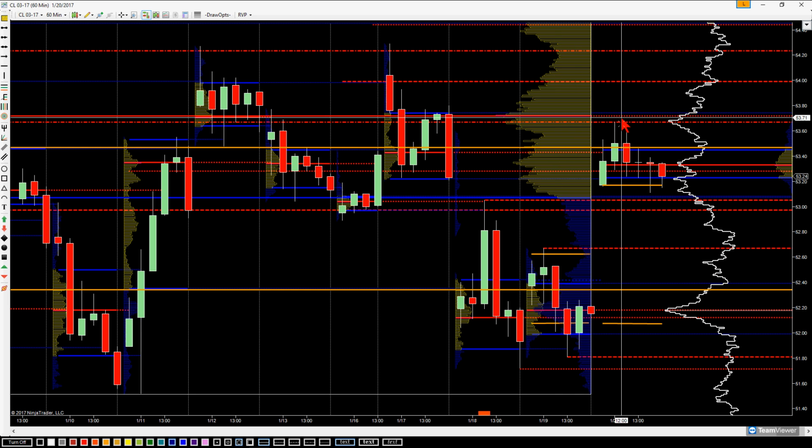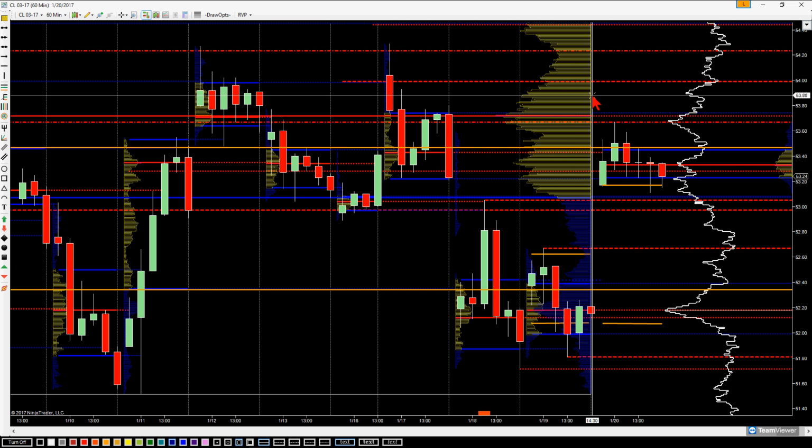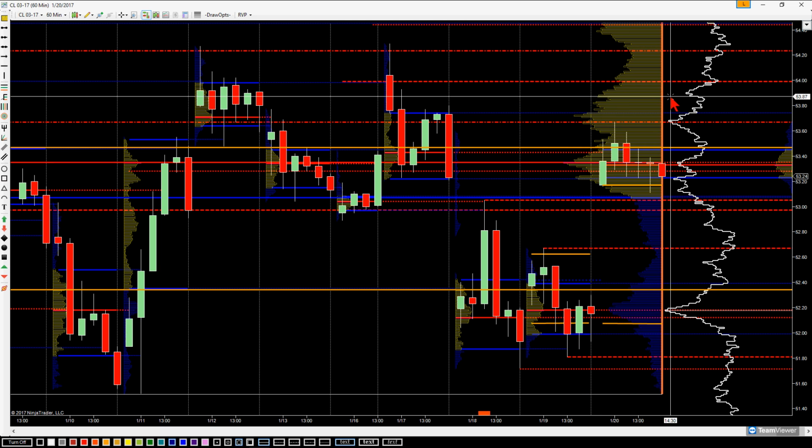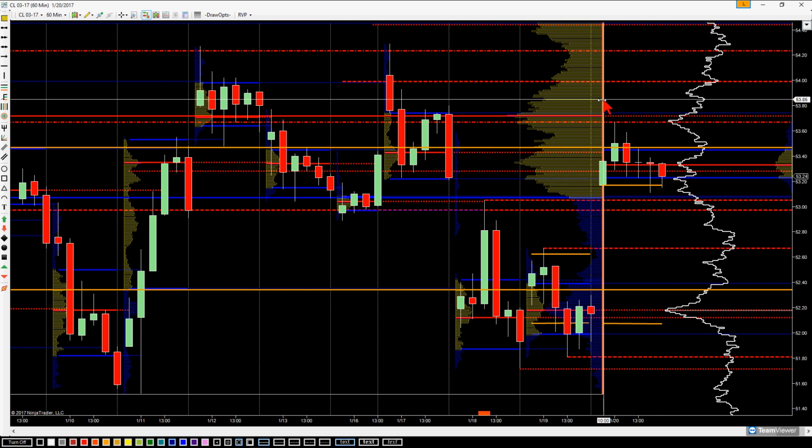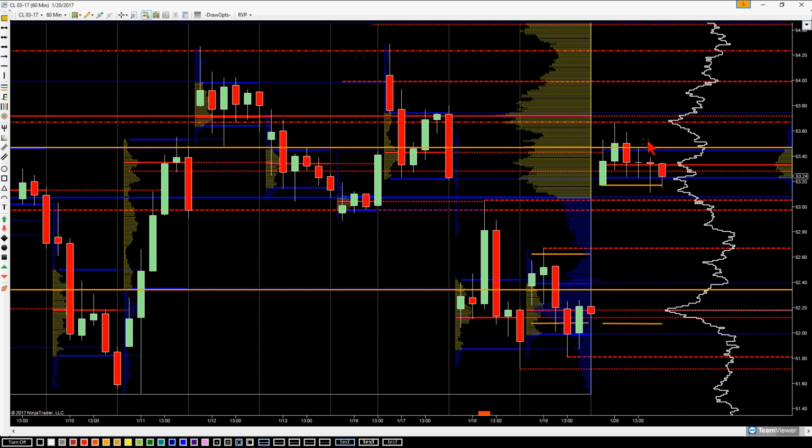The only reason I don't have both of these here is they're pretty much the same number, a couple of ticks away. Maybe I will add that back in. Right, that's why. Okay. Anyhow, my apologies. So we got out of the second part of our trade there.